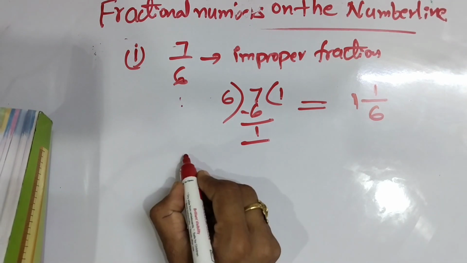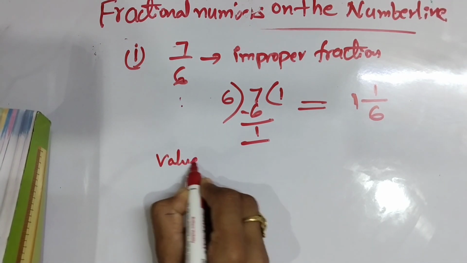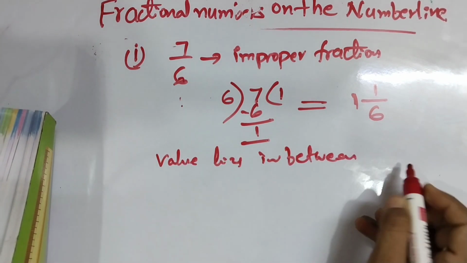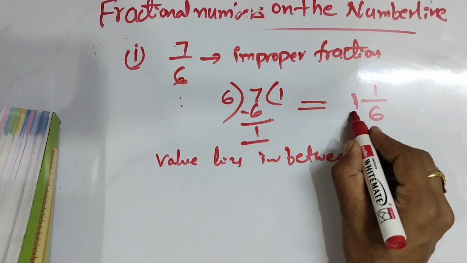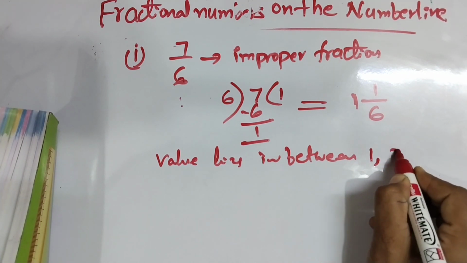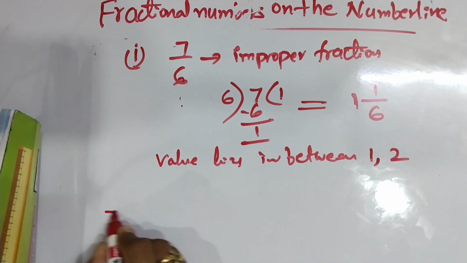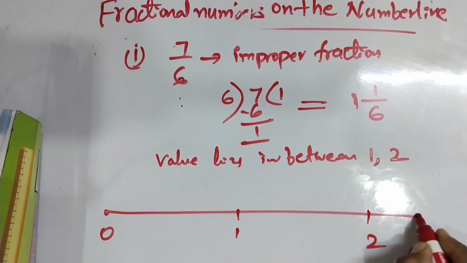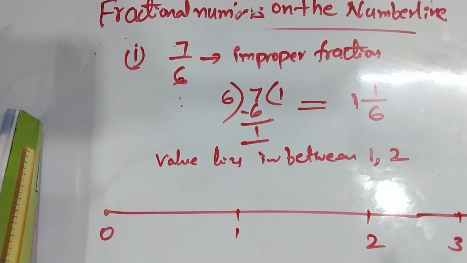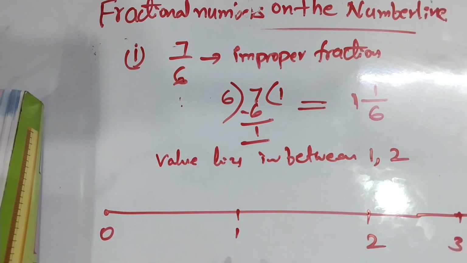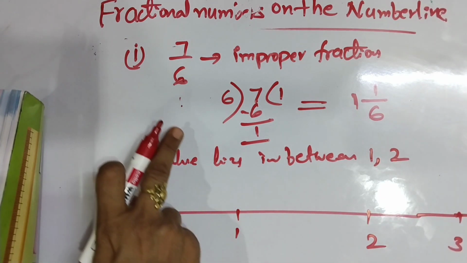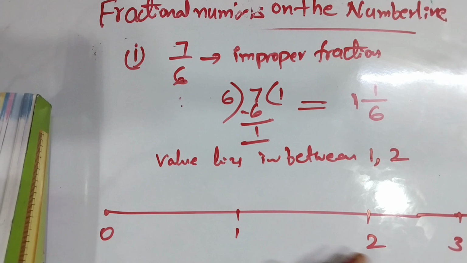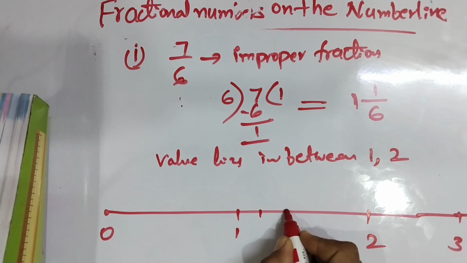So this value lies in between... what is the whole part? 1. So it lies in between 1 and 2. So we have to take 1, 2, 3 and so on. Okay, this value lies in between 1 and 2. So total how many parts? 6 parts. We have to divide the place between 1 and 2 into 6 parts, so we have to draw 5 lines.